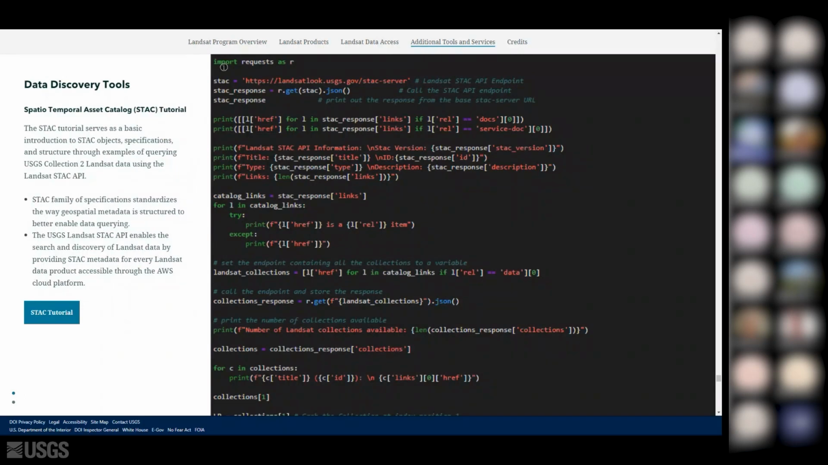And so the USGS utilizes STAC to better enable the search and discovery of Landsat data in the cloud by providing a STAC metadata record for every Landsat data product that's within the cloud. And so this tutorial, and again, when you get the link to it, you can click on the button right here to get to the STAC tutorial. But what this tutorial walks through basically is an introduction to STAC objects, the STAC specification and structure, through examples of querying the USGS Landsat data in the cloud using the Landsat STAC API.